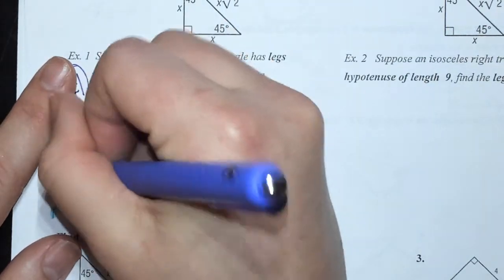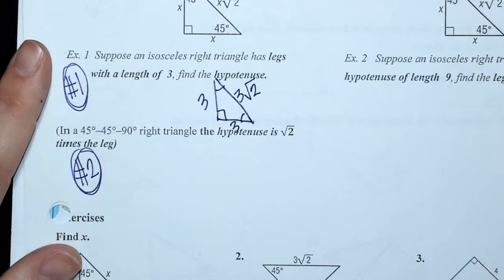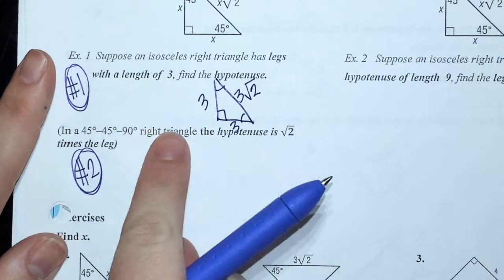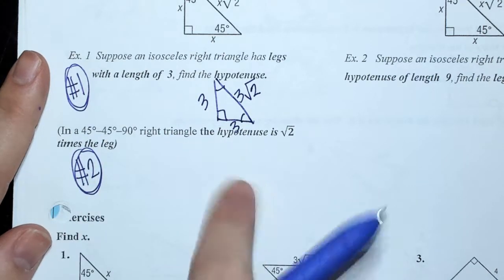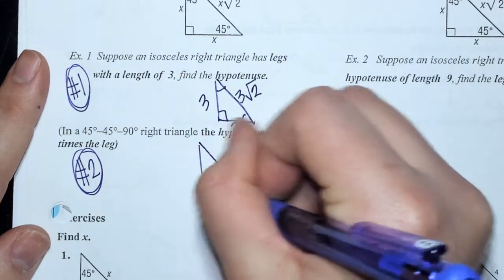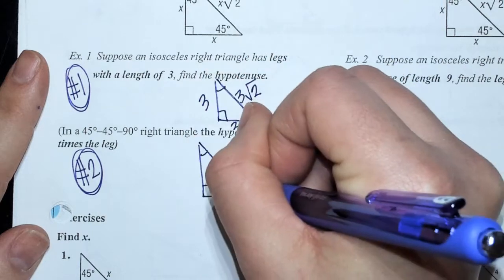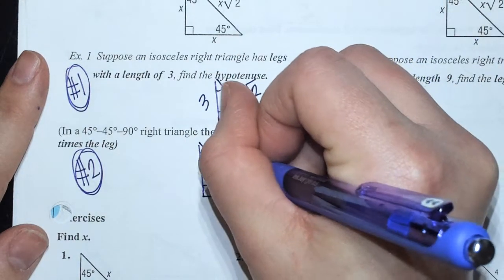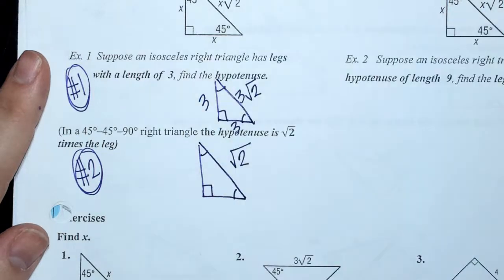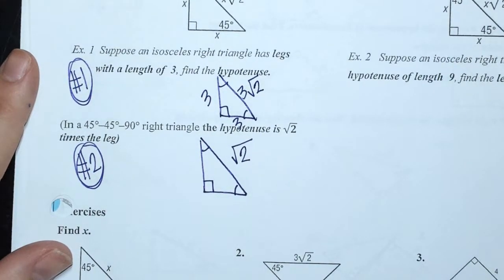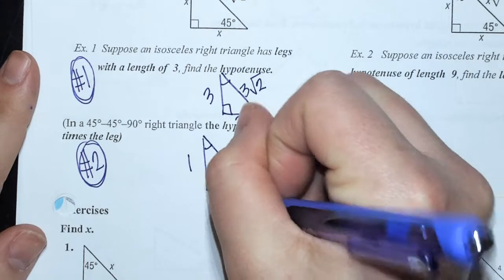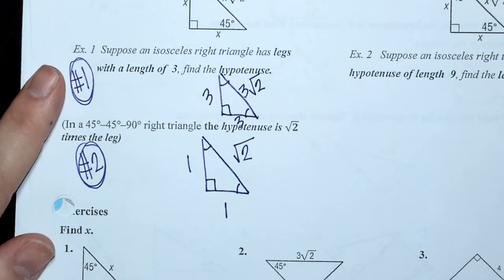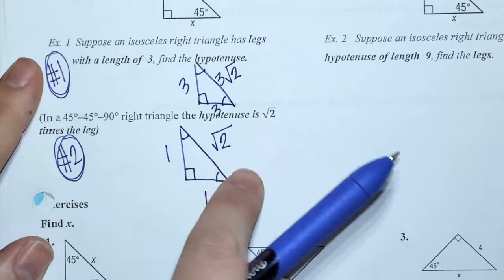Okay, here's scenario number 2. In a 45, 45, 90 right triangle, the hypotenuse is square root of 2. Find the legs. So we have 45, 45, 90. The hypotenuse is square root of 2. What are the legs? Well, what's in front of the square root of 2? You see it? It's whatever's in front of the square root of 2.